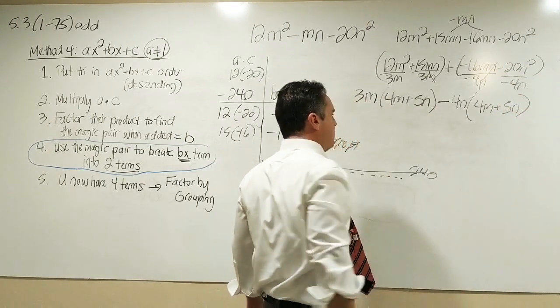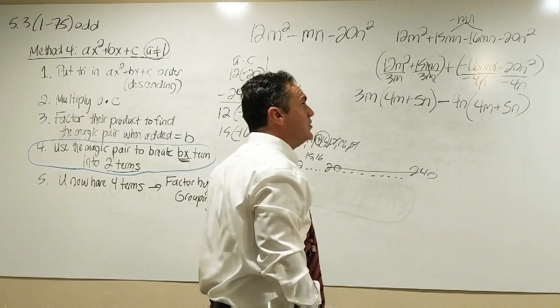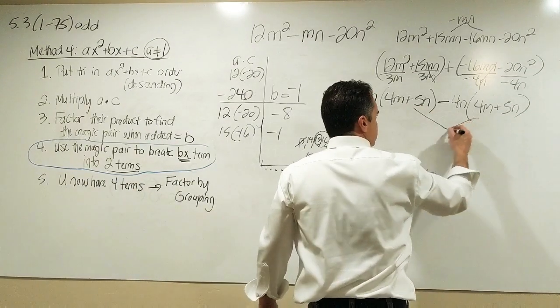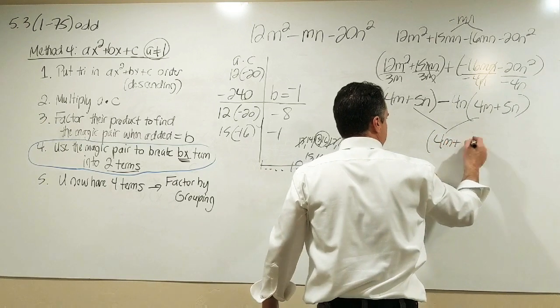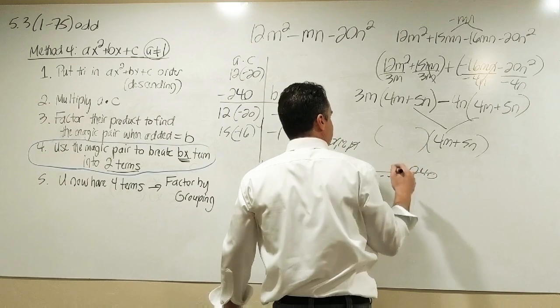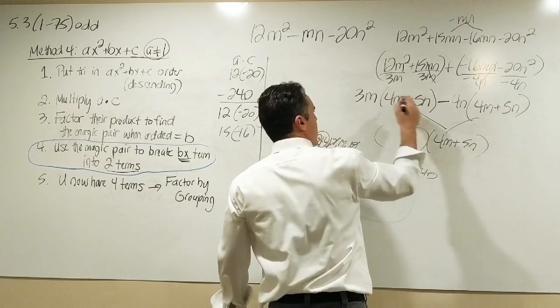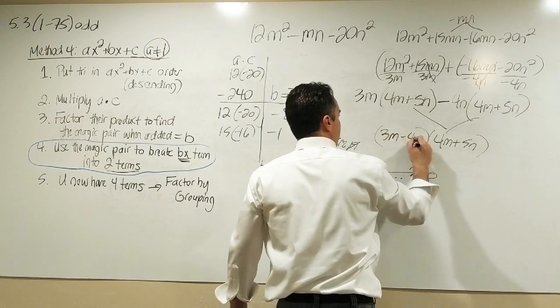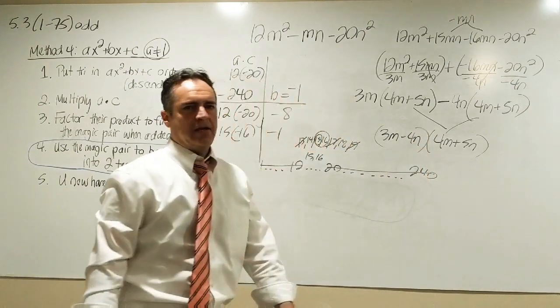Look at that. Whoa, it's magic. The parentheses are the same. And so your same parentheses, 4m plus 5n, the common parentheses comes here. The leftovers, the sloppy seconds, 3m minus 4n goes right there, and you are done.